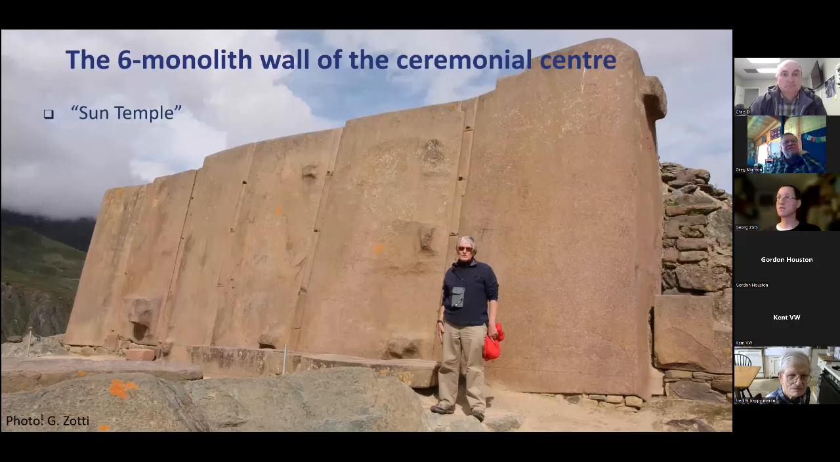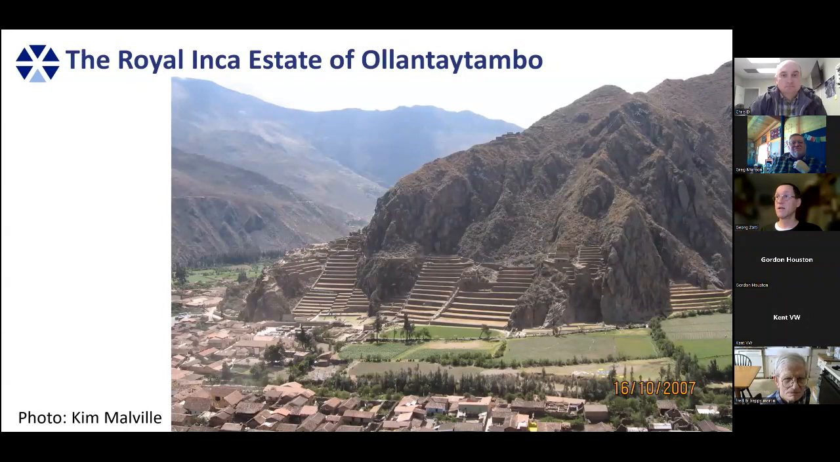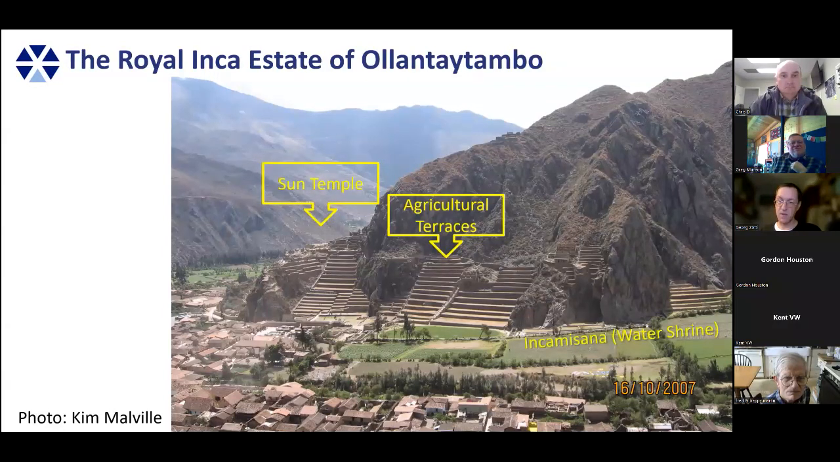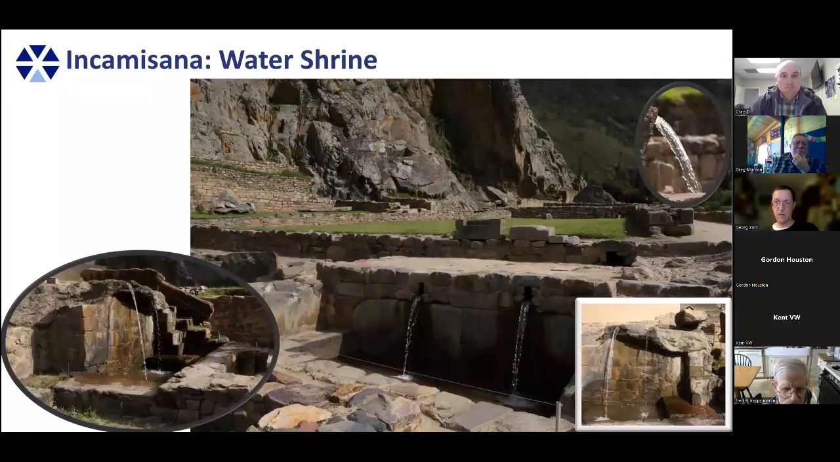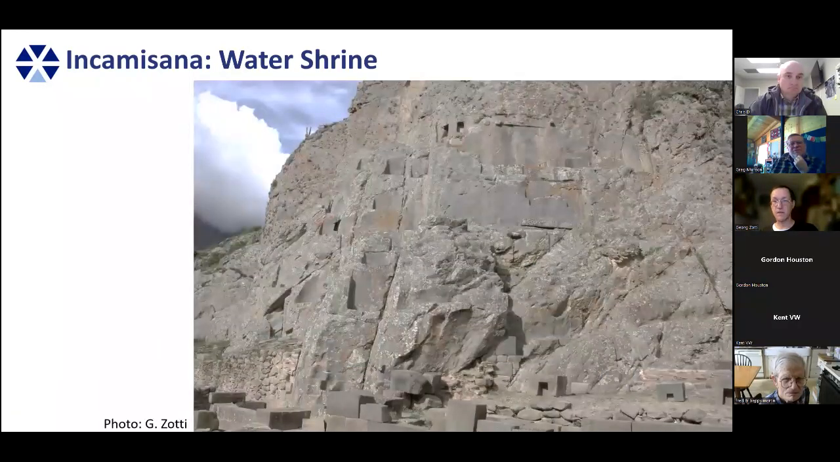Here's Kim Malville in front of this fantastic row of stones. This masonry is just incredible. I hope you know this Inca masonry is simply spectacular. Here's a photo from the other side of the valley, and here are these terraces, the sun temple, and I'm concentrating on this Inca Misana, this water shrine. And Kim told us there is this Inti Arena with what he called horizontal gnomons. Now, this water shrine is apparently a sanctuary for water and rocks and the sun.